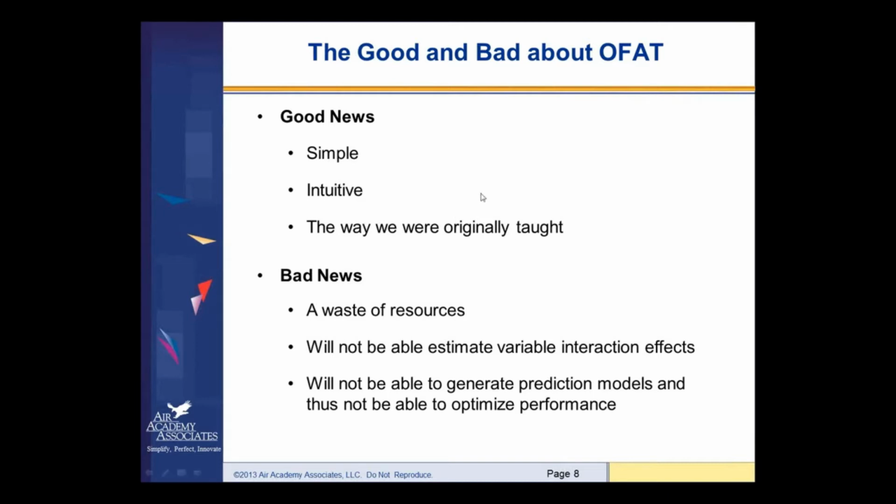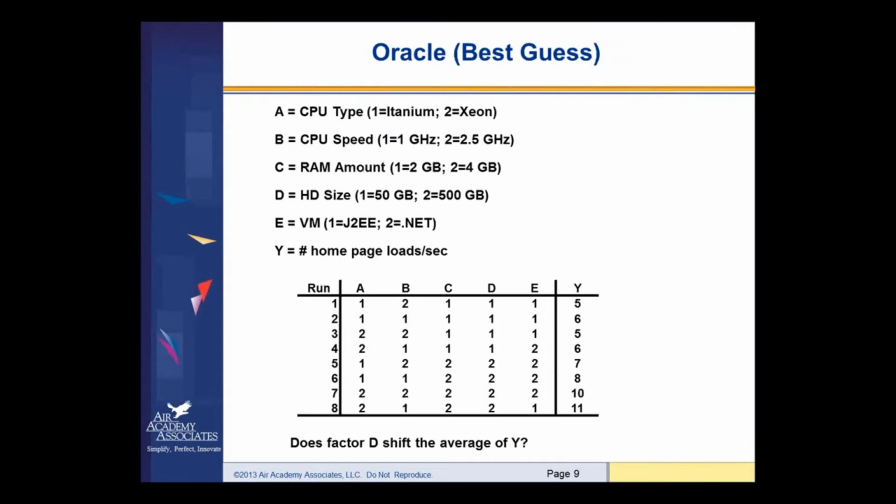So there is good news about OFAT. There are OFAT practitioners out there in the marketplace today. Physicists typically are very adept at one factor at a time testing. They will change one factor at a time to see what impact it has on the physical response. And they are fairly decent practitioners of that. But generally speaking, they will not be able to optimize performance, and they won't be able to evaluate interaction effects as well. The oracle or the best guess approach would be something like this.